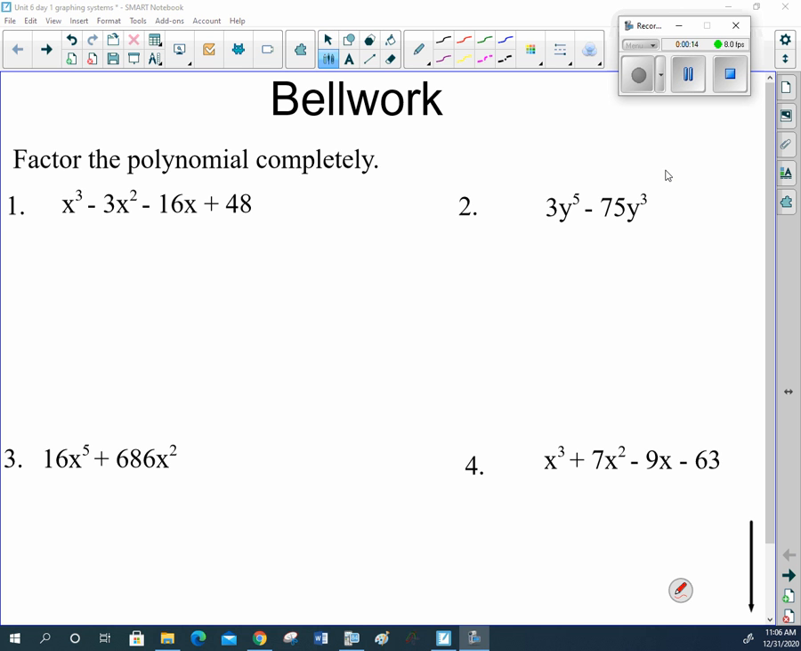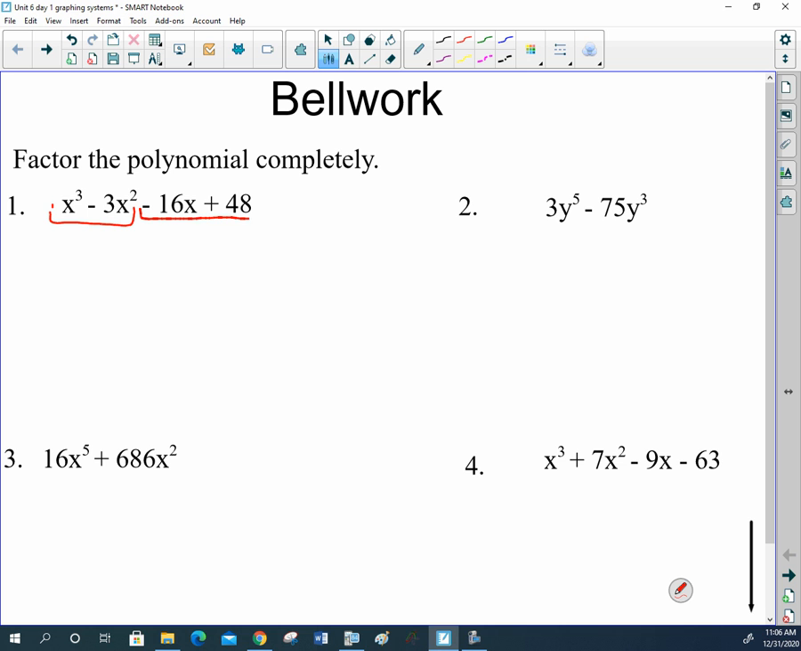So on question number 1, I noticed that it's 4 terms. So right off, in my mind, I'm thinking grouping. That would be the one that we learned that had 4 terms. So I'd group the first 2 and the last 2. And then the greatest common factor out of the first 2 terms is x squared. So that would leave me with an x minus 3. And then the greatest common factor out of the second 2 terms would be a negative 16. So I'll factor out negative 16, and that will also leave me with x minus 3.